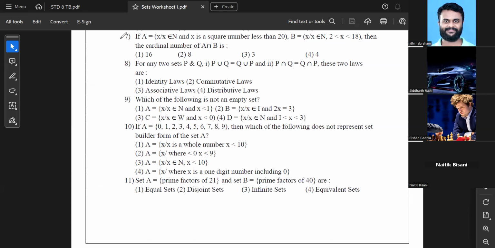Going for the seventh one. If A is x, where x is a natural number and x is a square number which is less than 20, what are the possible values of A? Square numbers: 1 is a square number, 4 is, 9 is, 16 is. So these are the possible values. And B is again a natural number ranging from 2 to 18. Then the cardinal number of A intersection B will be how much? So 2 to 18, all are inside B.